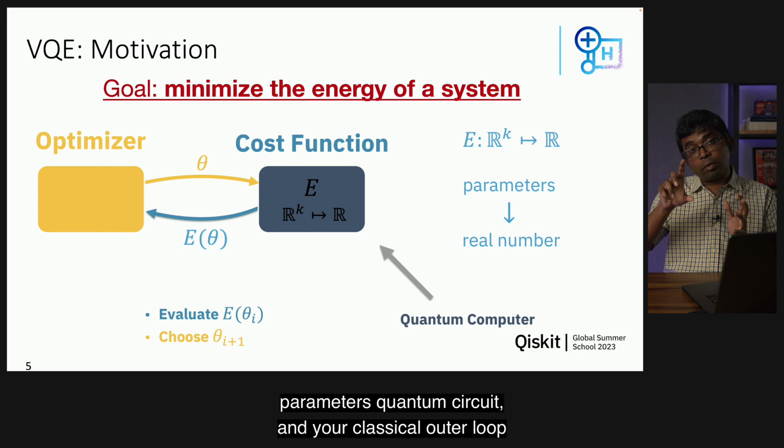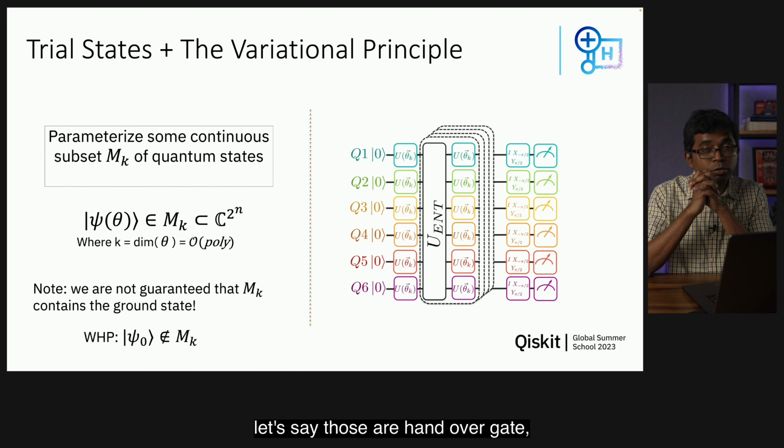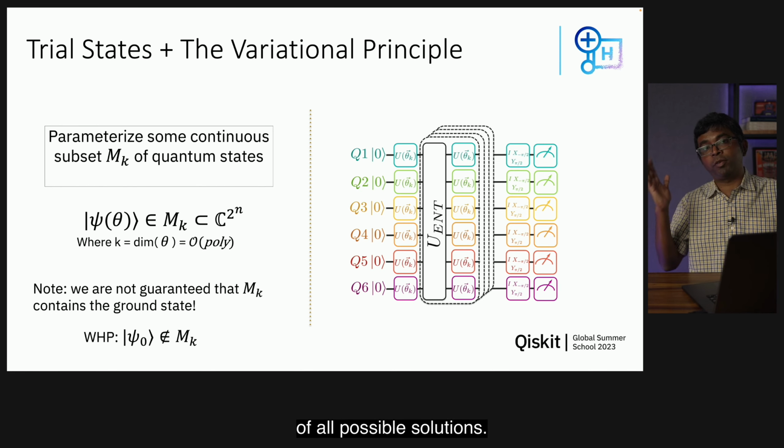And then you add another layer of single qubit gates. So layers of 2 qubit gates, a layer of single qubit gates, and you repeat that as many times as you need. Then finally, you apply a single layer of X or Y gates. So let me explain what is happening here. Traditionally, if you start with a layer of single qubit gates, let's say those are Hadamard gates, your intention is basically to create an equal superposition of all possible solutions.